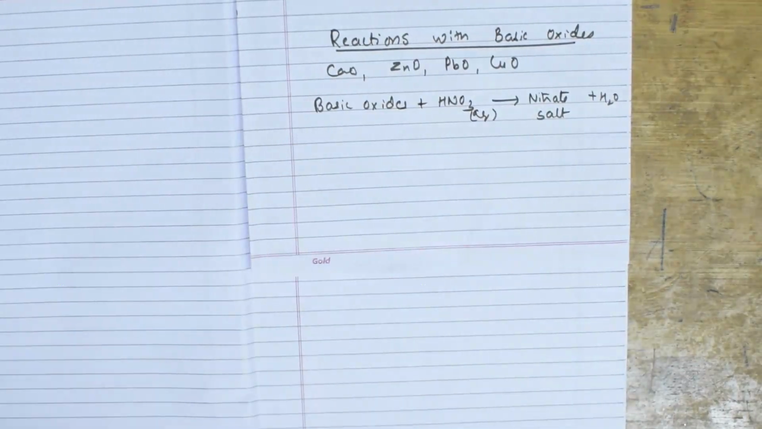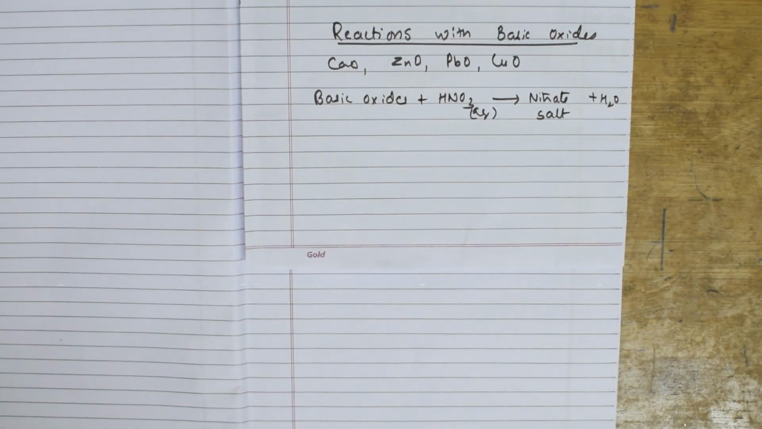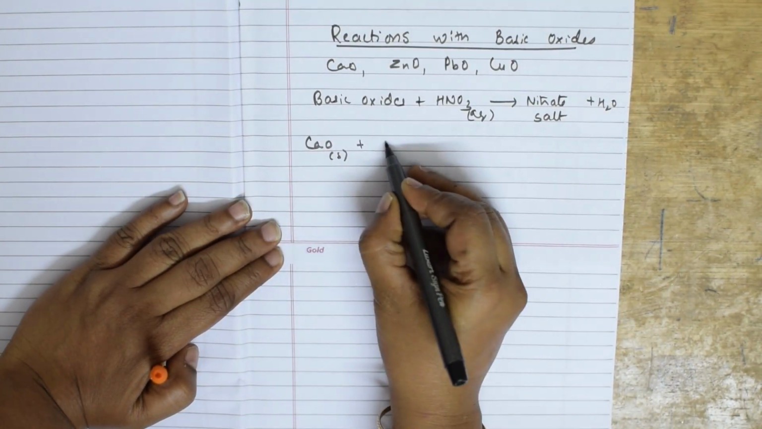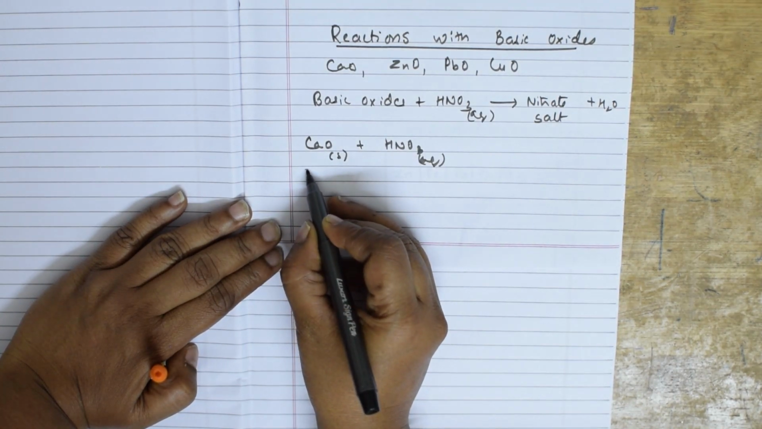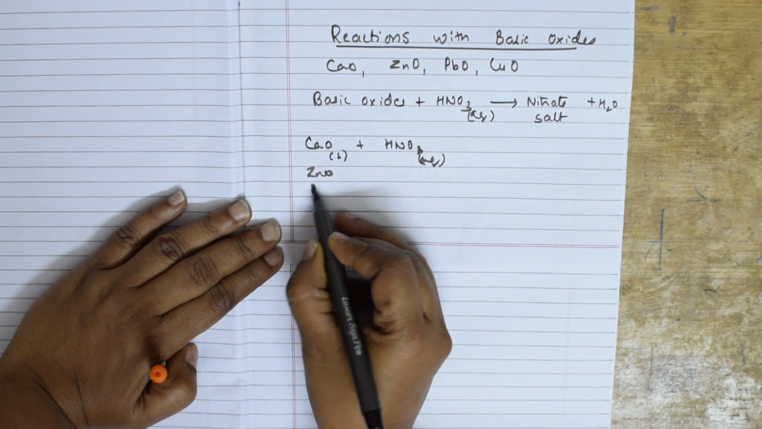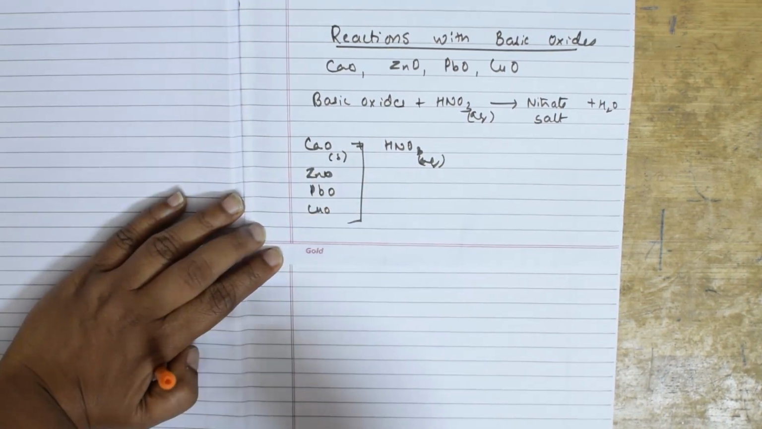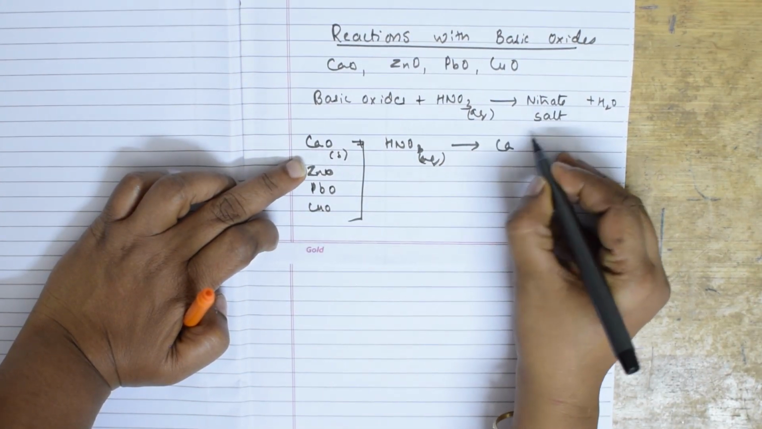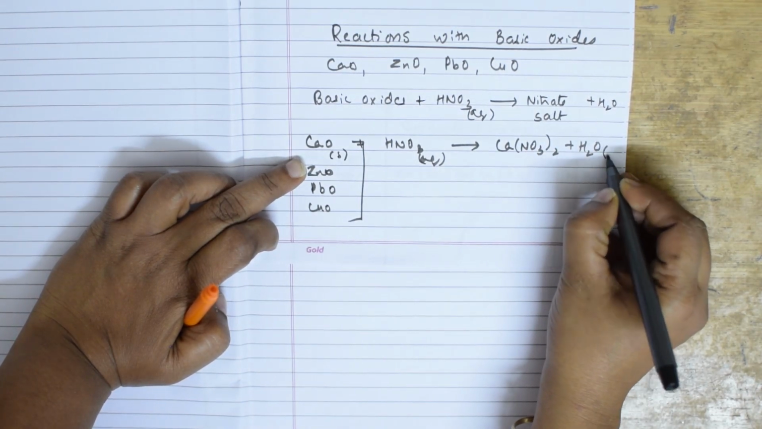Let's start off with the examples one after the other and just complete the revision. Suppose I take the basic oxide calcium oxide, solid. I am adding aqueous nitric acid to this. So let me take calcium oxide, zinc oxide, lead oxide, copper oxide. Everywhere it is the same aqueous nitric acid. What do I get? In case of calcium oxide, I'll be getting nitrate salt, calcium nitrate plus water, liquid.